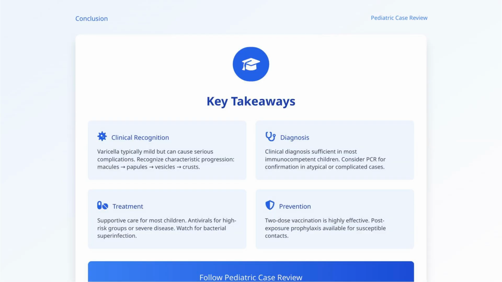Thank you for joining this comprehensive review of chickenpox in pediatrics. Remember that while varicella is typically mild in healthy children, recognizing high-risk patients and potential complications is essential. Vaccination remains our most effective prevention strategy.